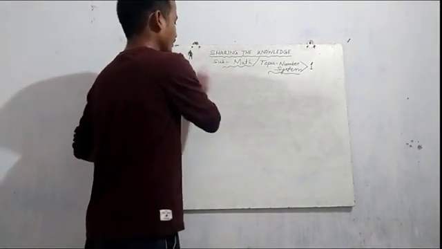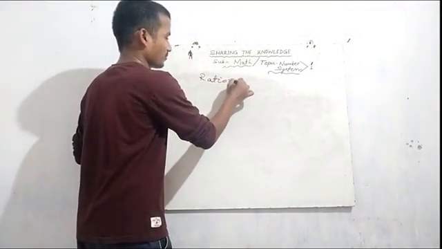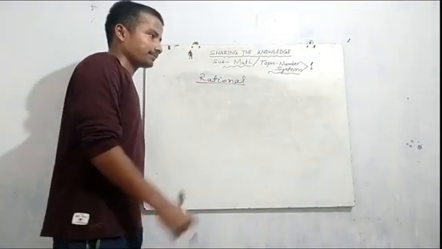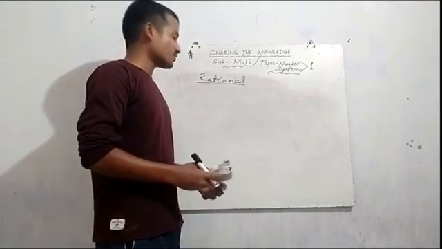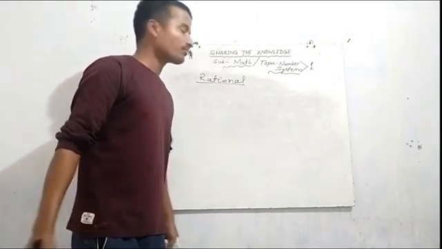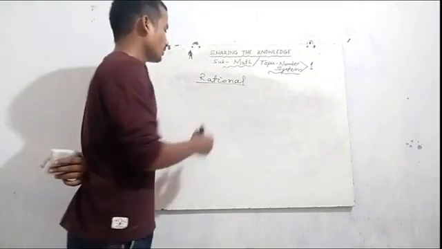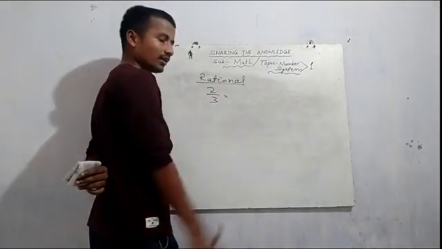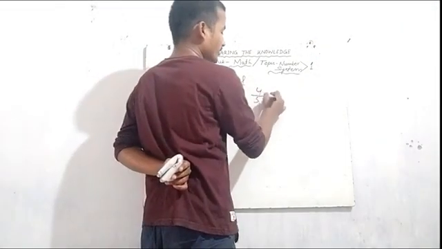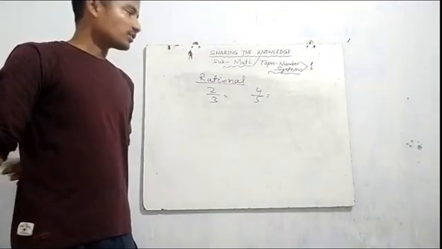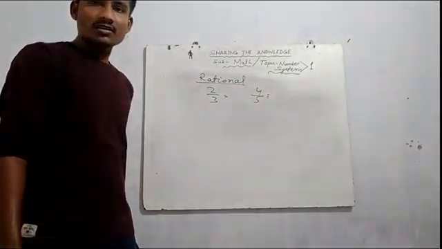Then comes rational number. Rational numbers, in other words, you can say fractions. Fractions are otherwise called rational numbers. Okay. Rational number means comparison of two numbers. 2 by 3 is a rational number. Okay. 4 by 5 is a rational number. All those numbers that can be represented in the form of p by q are called rational numbers.